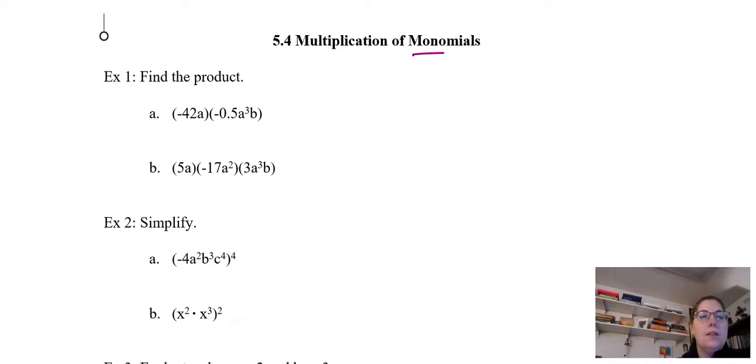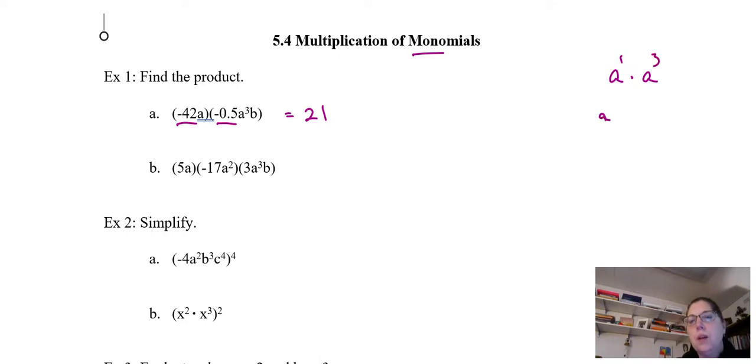In example 1, we're finding the product, or multiplying two monomials together. When we do it, we only put together the like terms. So the plain numbers go together: the negative 42 and the negative 0.5 get multiplied together. That gives us 21. Remember that a negative times a negative is a positive. Then we put the letters together that are the same letter.